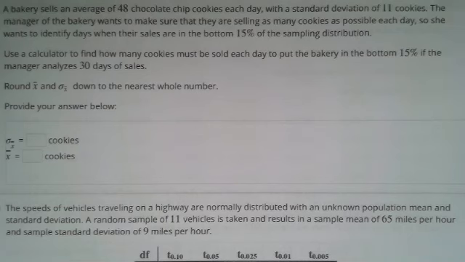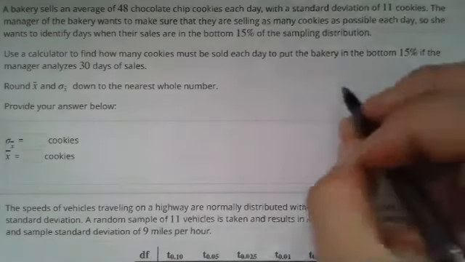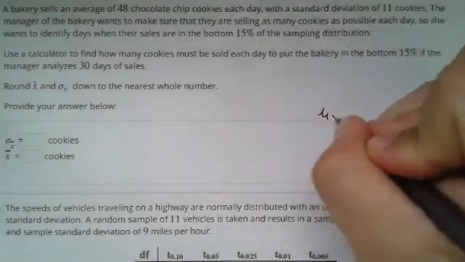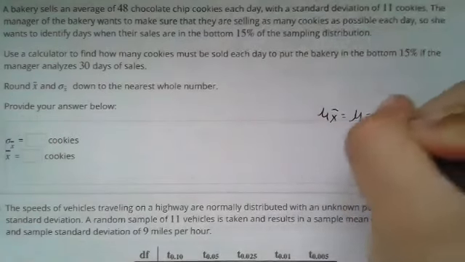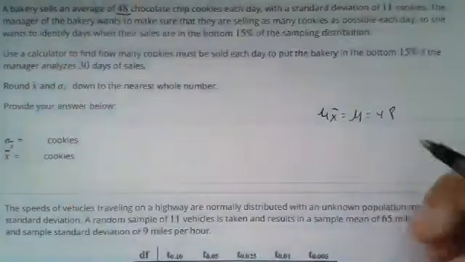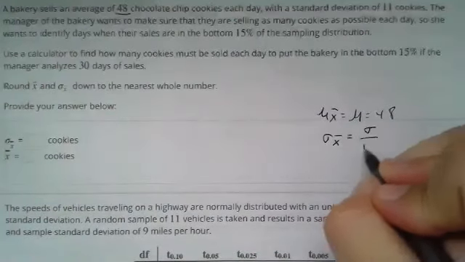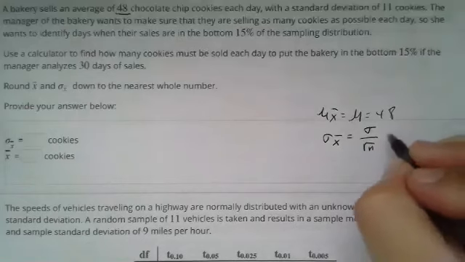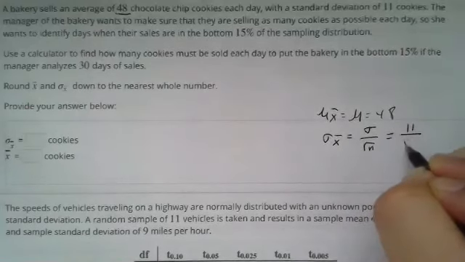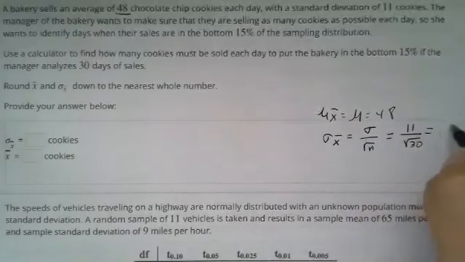So we just need to find mu of X bar and sigma of X bar. Okay, so here we have mu of X bar is equal to mu, which is 48, because that's the average of 48. And what else? So sigma of X bar is going to be sigma over square root of n, right? So that's going to be, standard deviation is 11, analyzing 30 days, okay? And then that's approximately 2.